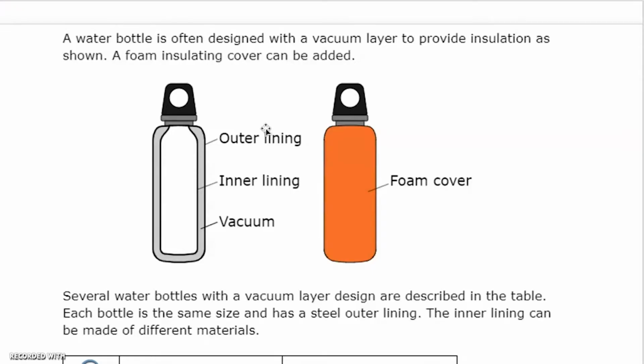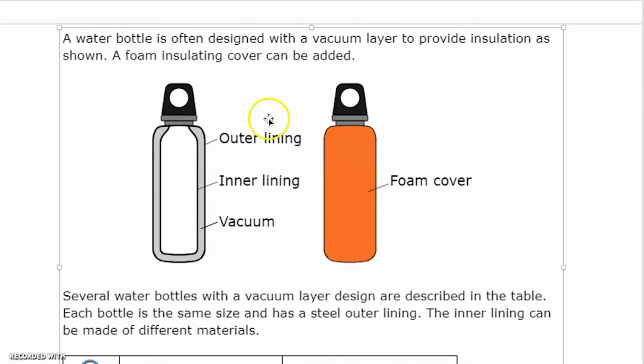So here is a practice test question. A water bottle is often designed with a vacuum layer to provide insulation as shown. Okay, so here's a picture of the inside of the thermos or water bottle. Here's the outside of the water bottle. A foam insulating cover can be added. So here we have outer lining, inner lining, vacuum between.